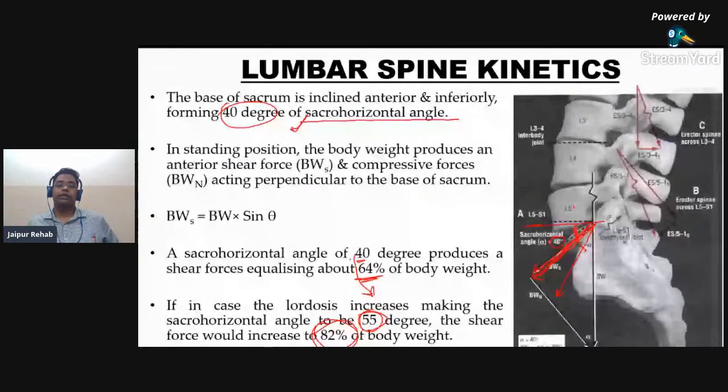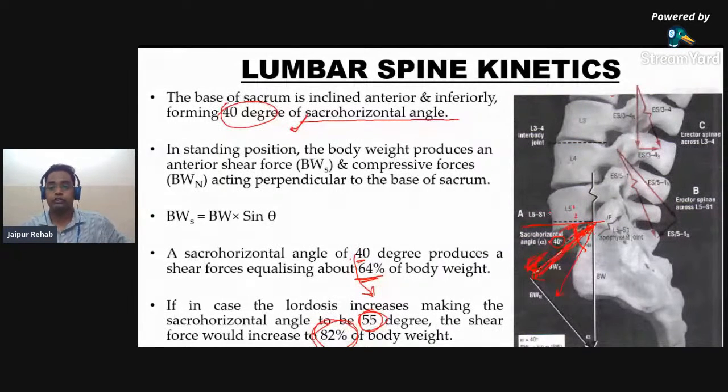Now I will come on to the second point. In standing position, the body weight produces an anterior shear force. क्योंकि थोड़ा सा पीछे से निकल रही है line of axis, तो हमेशा this angulation will allow or will cause the base of the sacrum to move forward. Okay. Now this moving forward will have some amount of forces that will be acting between the two articular surfaces of the L5 and S1.